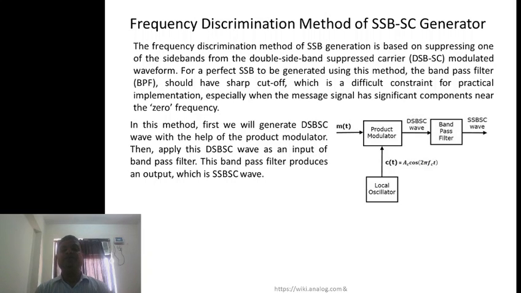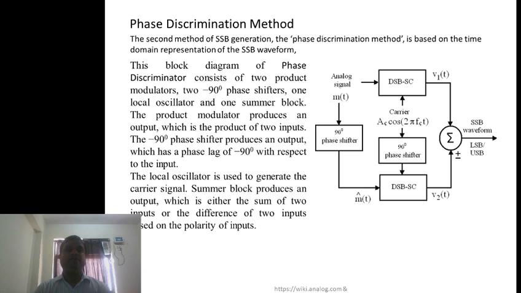After the multiplication, we know that the output is a double sideband suppressed carrier. One of the sidebands is suppressed just by passing it through the band pass filter. So at the output of this band pass filter is a single sideband suppressed carrier. That is the one method.